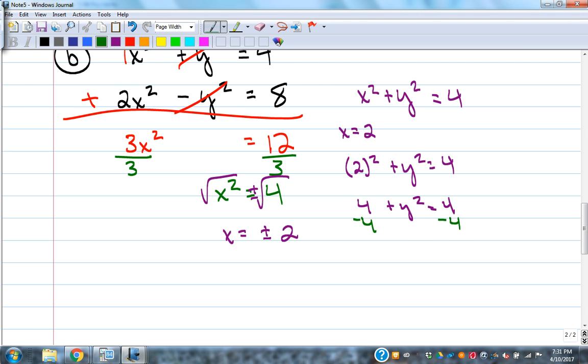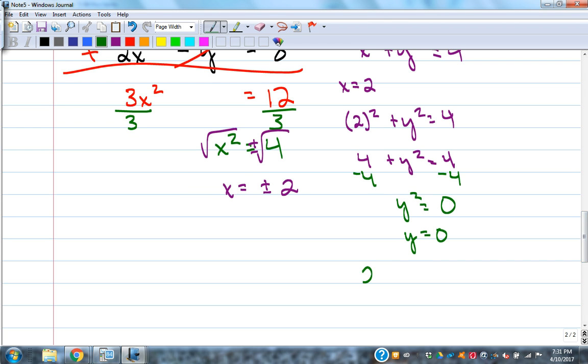Subtract 4. Y squared is equal to 0, so y would be 0. So the ordered pair would be 2, 0.